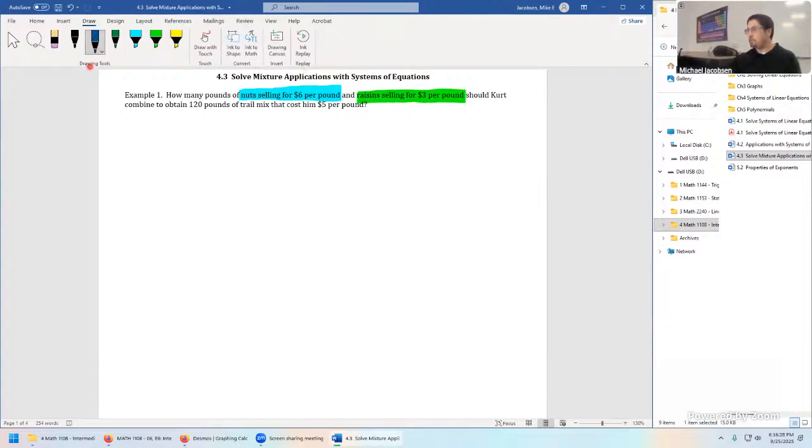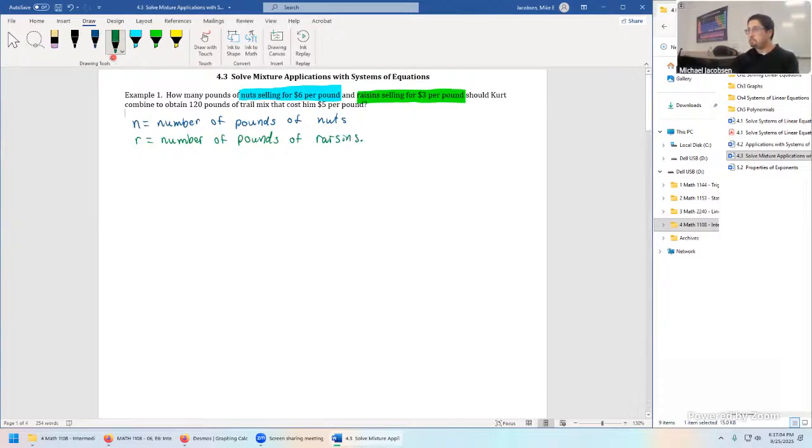So we could go X and Y before, but let's try N and R. N is going to be the number of pounds of nuts, which sell for $6 per pound. R is going to be the number of pounds of raisins.